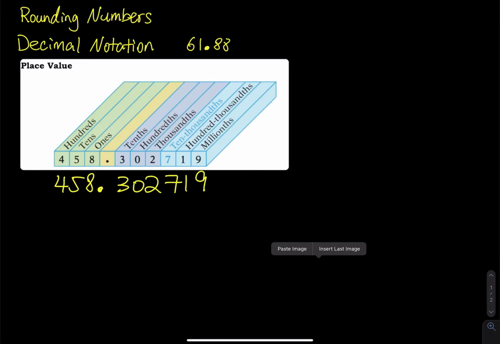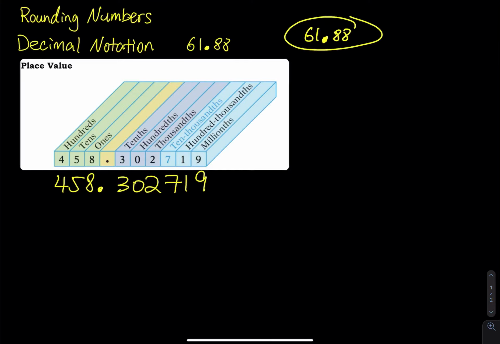In this video, we are going to discuss how to round numbers. So first of all, decimal notation. Do you see a number right there? Can you read this number to yourself? How do you read this? The correct way to read this is 61.88. So 61.88, this point right there is called a decimal point, and this number is called decimal notation.